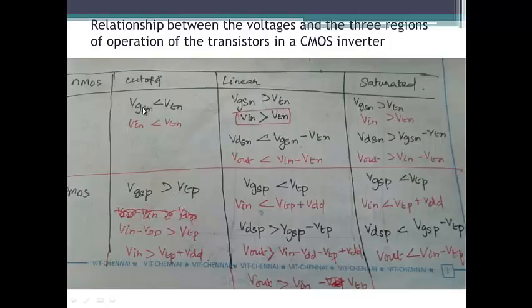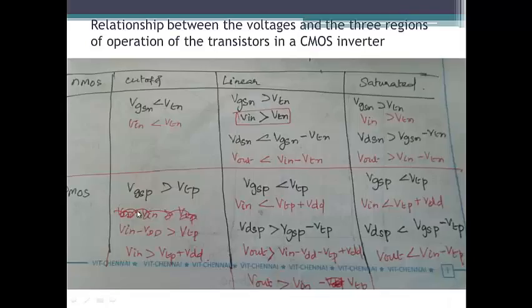Okay, so now the cutoff region for NMOS is when VGSN is less than VTN. Here VGSN is nothing but Vin, so Vin must be less than VTN. Then NMOS will be in the cutoff region. For linear, you have this greater than condition. Similarly, you have another condition, VDSN must be less than VGSN minus VTN. VDSN is nothing but Vout, and VGSN is nothing but Vin. So the condition becomes Vout must be less than Vin minus VTN. For saturation, the same conditions apply, only this operator is inverted. Instead of less than, you have greater than.